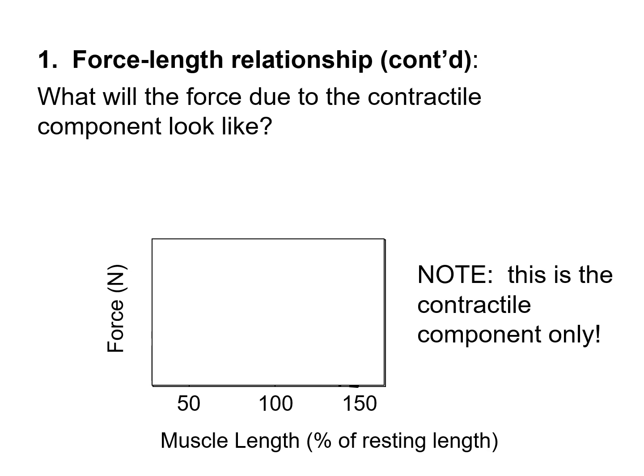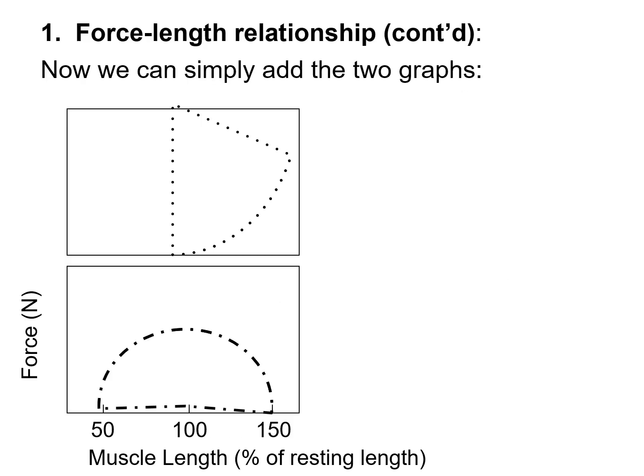So what will the force-length relationship for the contractile component look like? We're just looking at the contractile component and still at muscle length as a percentage of the resting length. We'd see a nice hyperbolic shape where roughly at 100% of its resting length, maybe just a bit beyond it, maybe 110 or 115% of its resting length, we see the maximal amount of force it can produce. But anything shorter or longer than that, we start to see a decrease in the amount of force produced. So let's combine these.